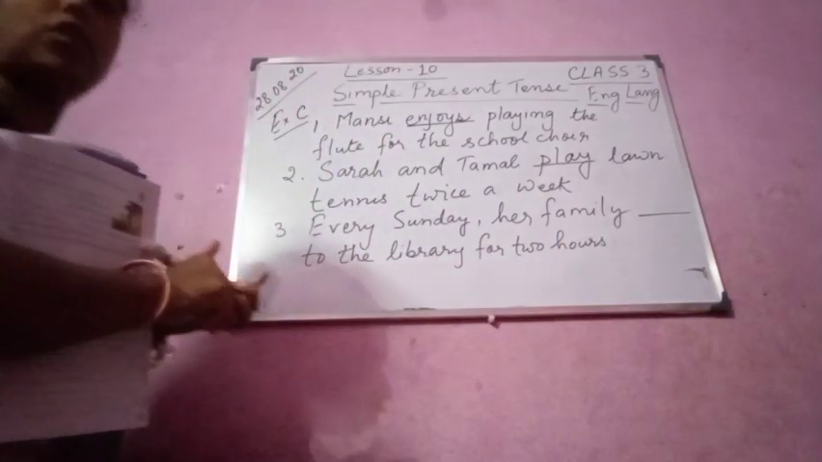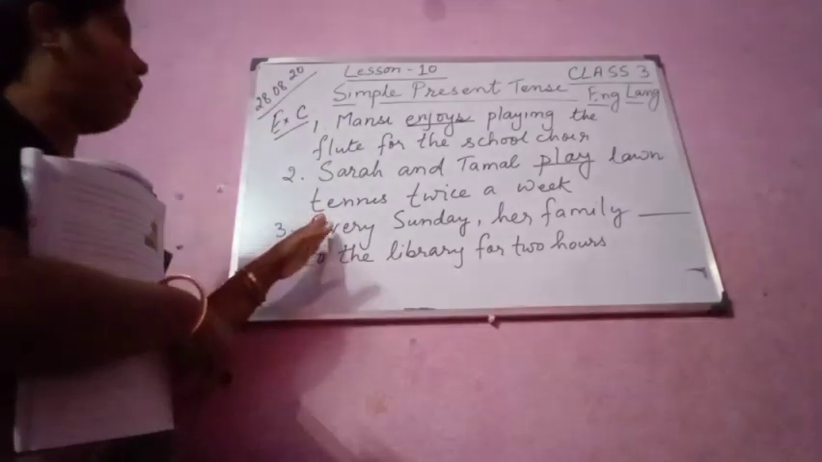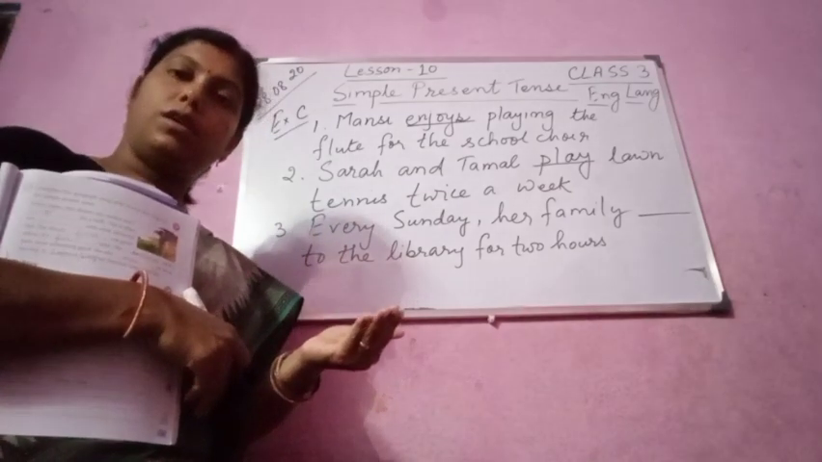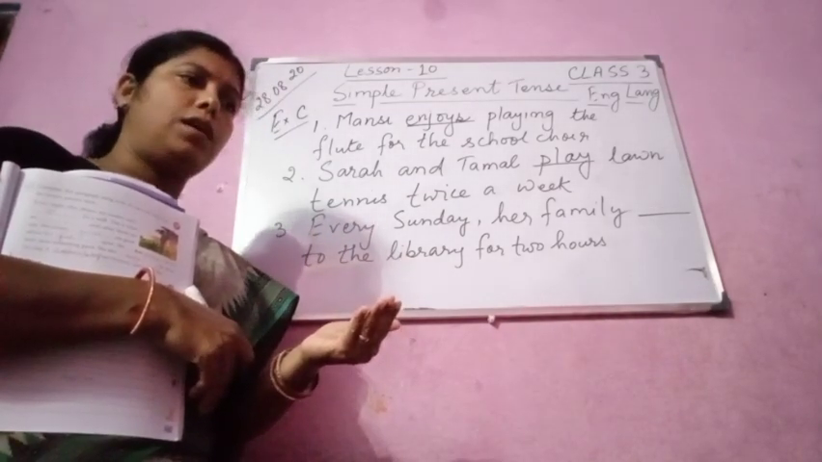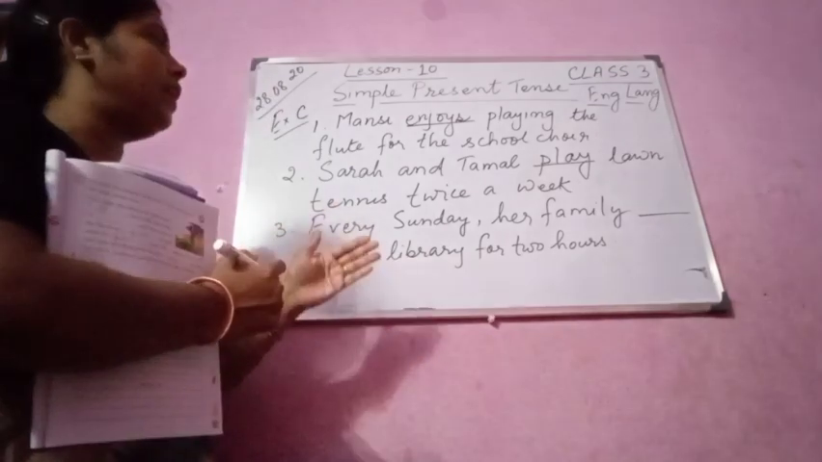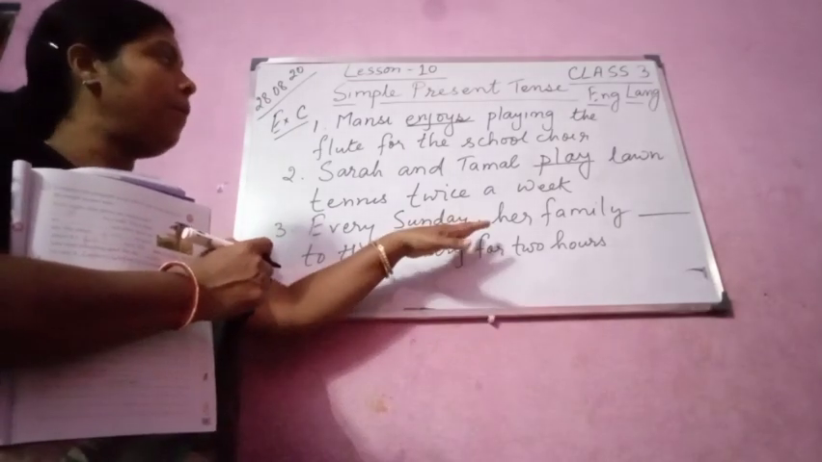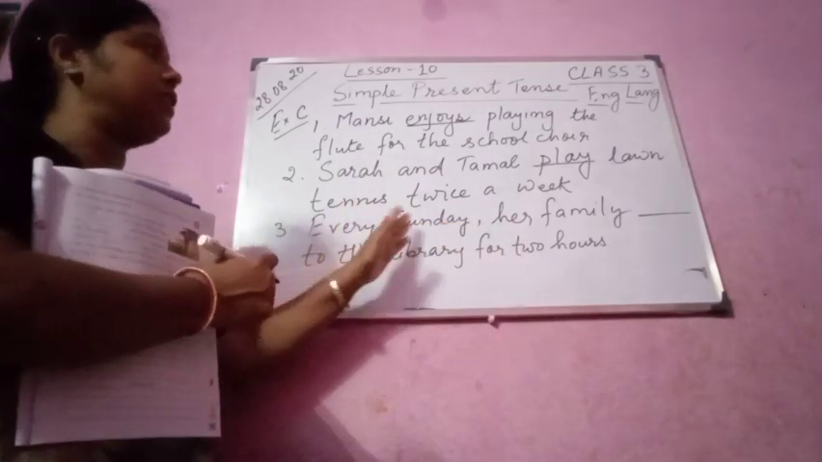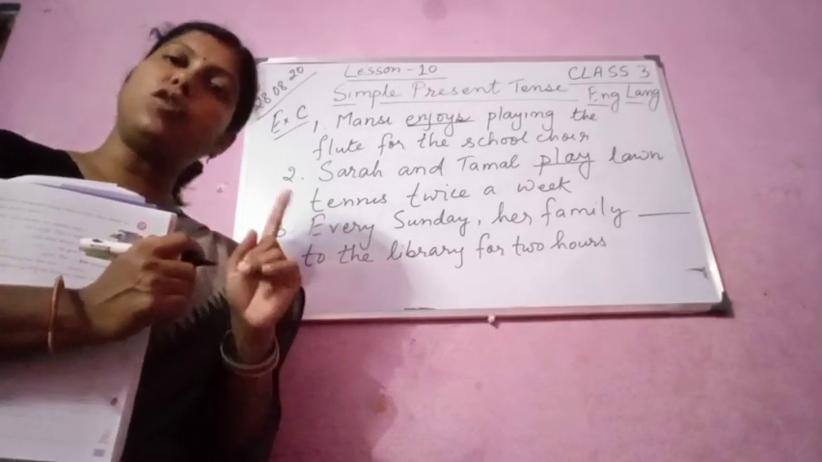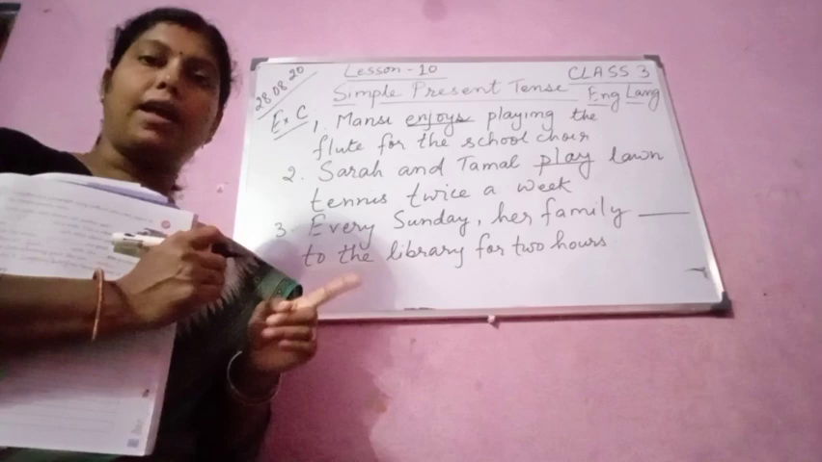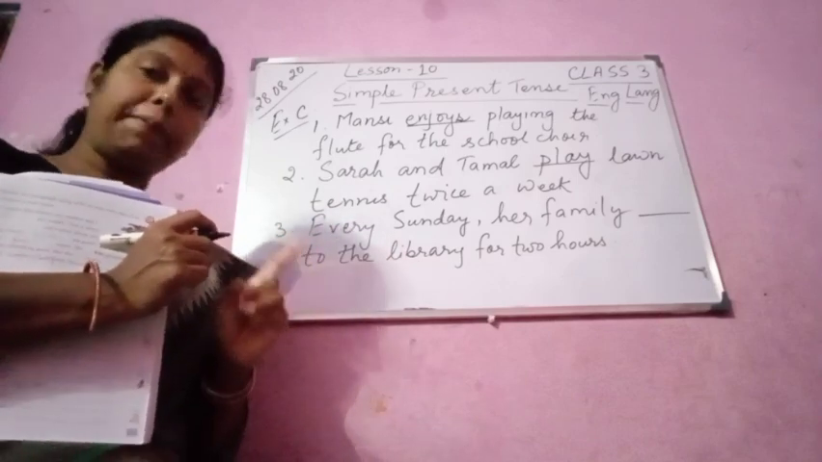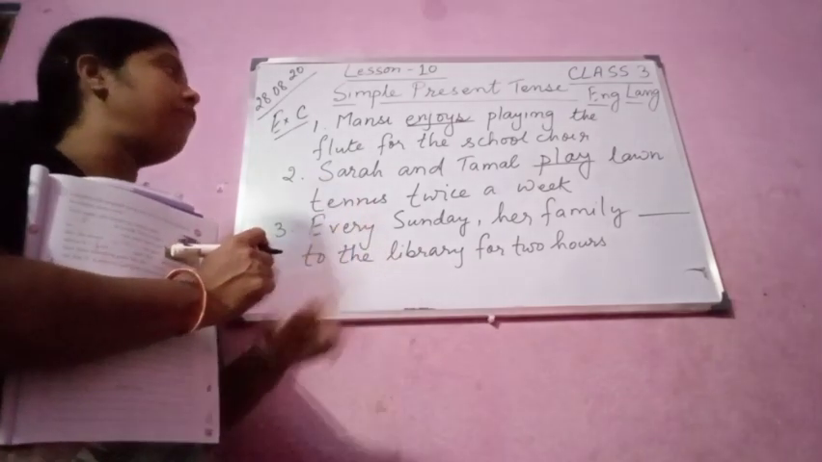Now children, this sentence you have to understand. Every Sunday, we are talking about every Sunday, which happens regularly, which is actually a habit. Every Sunday they go, okay. So every Sunday, her family, here please see the subject. Here we are talking about her. Her is only one girl. Okay. Family is many, but her is one. Keep in mind this.